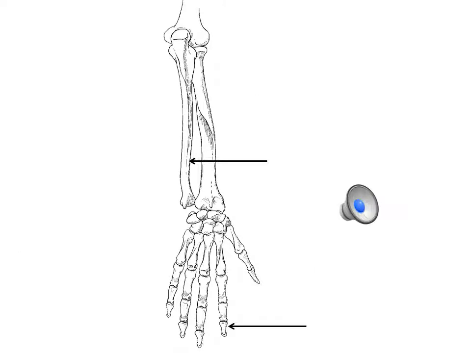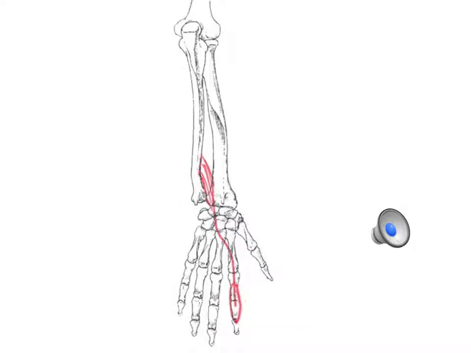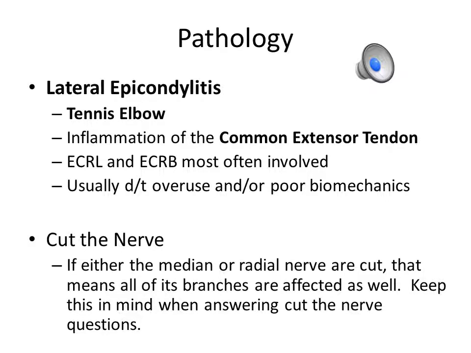Please pause the lecture to draw in the muscle attachments as well as the muscle belly. How does your drawing compare? Remember to include the extensor mechanism. A common pathology that we see involving the posterior forearm is called lateral epicondylitis. This is also known as tennis elbow. This is an inflammation of the common extensor tendon, most often involving the extensor carpi radialis longus and extensor carpi radialis brevis muscles. This pathology is typically due to overuse and poor body mechanics during activity.